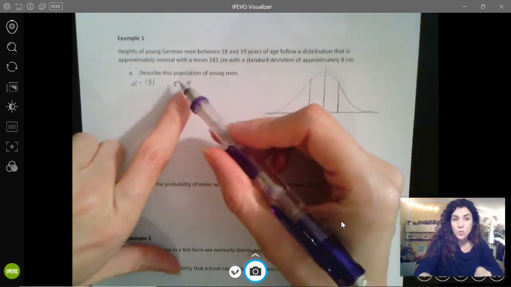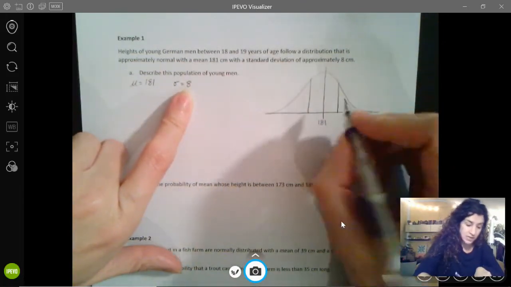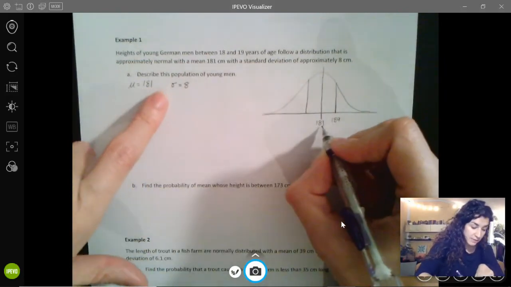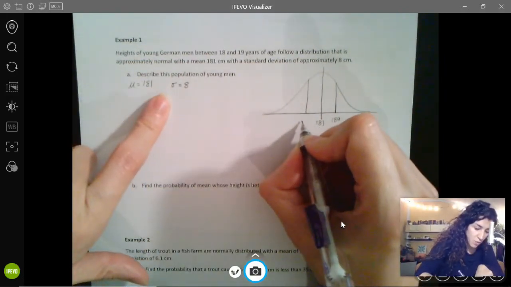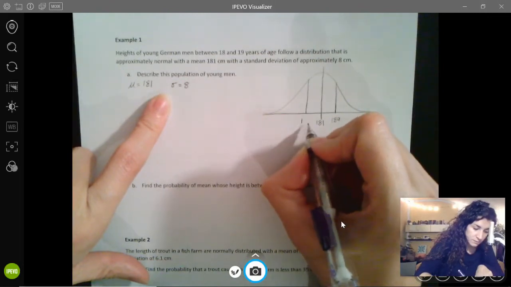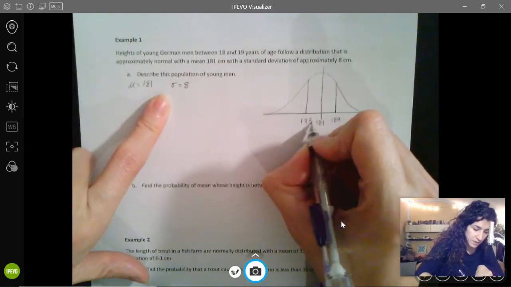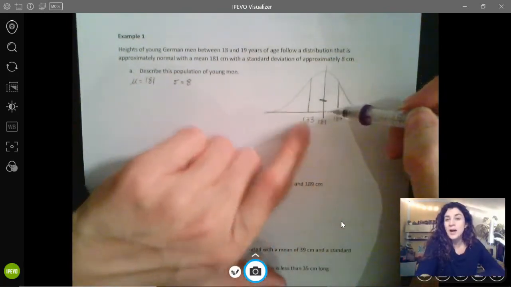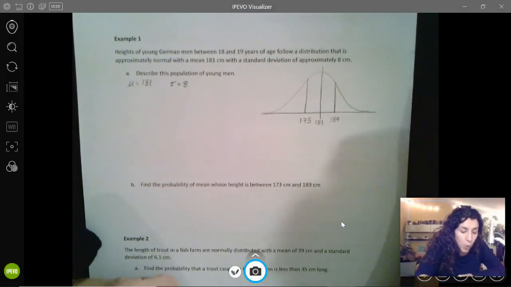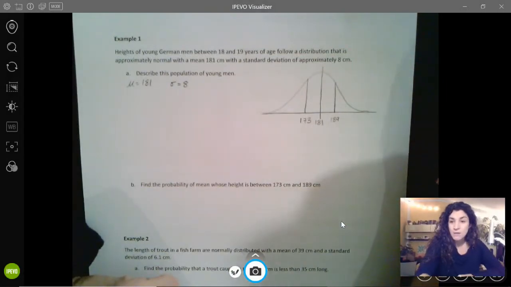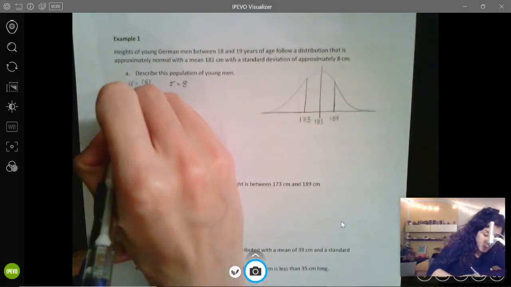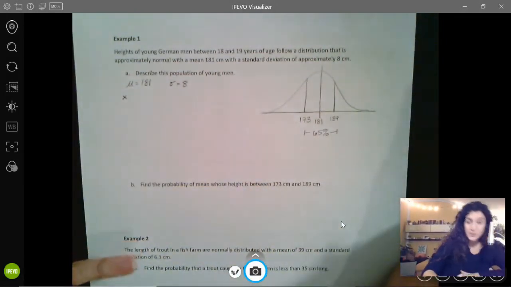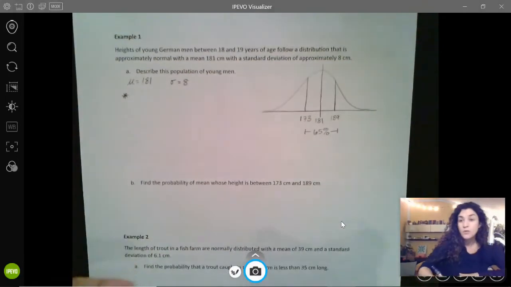So we would add the 1 standard deviation of 8 to 181, which becomes 189. Subtracting it from 181 becomes 173. Mental math, it's late at night. So that is 1 standard deviation away from your mean, which means it's representing 65% of all of your data. So that is one description that you can do for this graph.